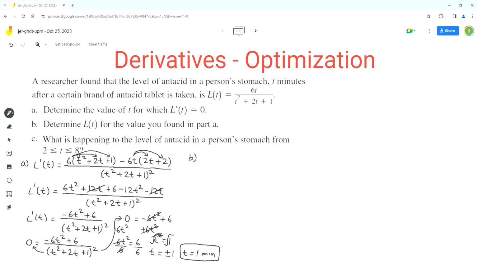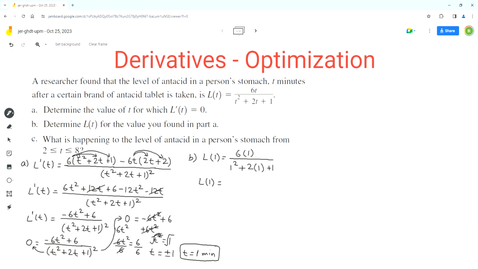So in part B, we have to determine L at t for the value you found in part A. That means we have to sub in t as 1 in this function L to find the value of L at 1. So we sub in t as 1, so we get 6 times 1 over 1 squared plus 2 times 1 plus 1, and we can simplify this expression.